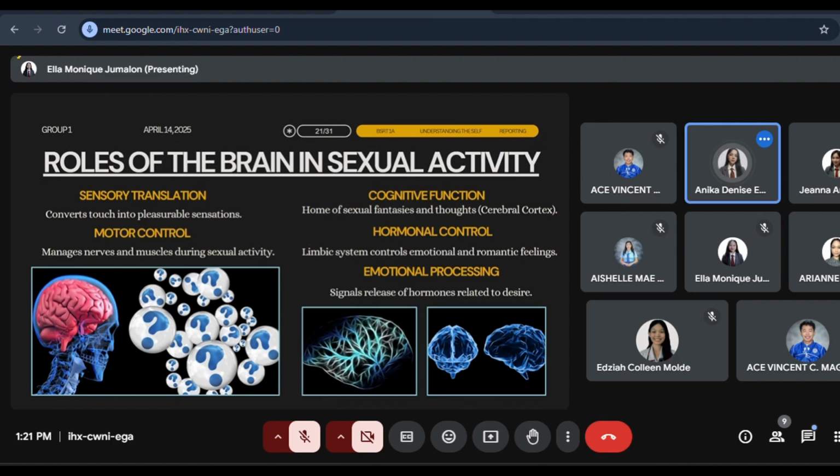Third is cognitive function. Sexual thoughts and fantasies come from the cerebral cortex, the part of your brain used for thinking, imagination, and reasoning. Fourth is emotional processing. Your emotions, like love and attachment, are rooted in the limbic system. This part is heavily involved in forming emotional connections. And then lastly is hormonal control. The brain signals hormone release, which influences everything from arousal to long-term sexual behavior.